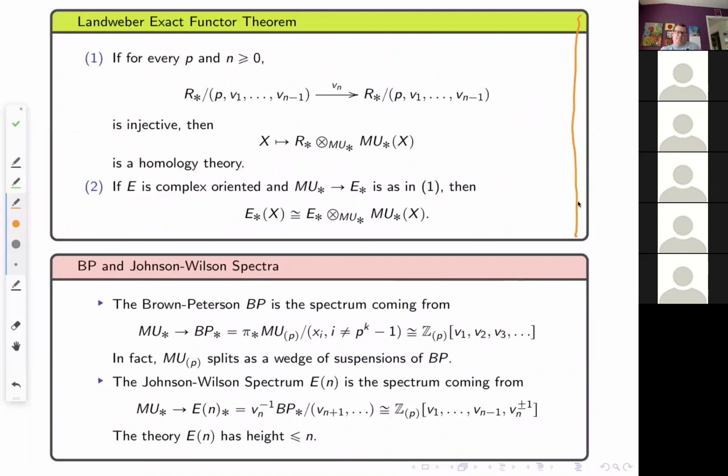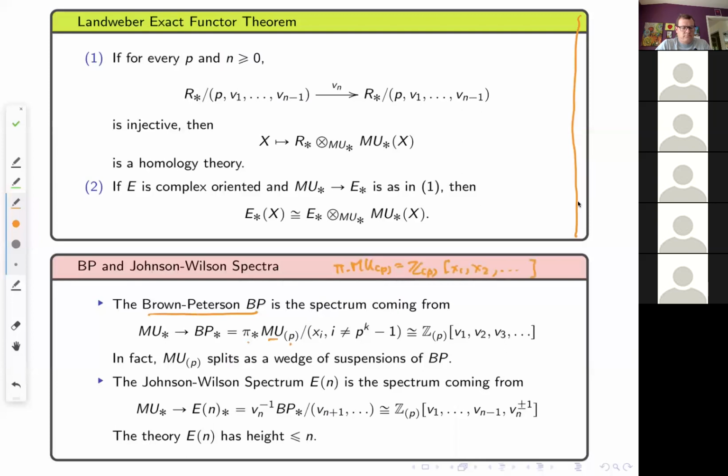Here are some examples. One of the most important examples is the Brown-Peterson spectrum, BP. So what am I going to do? I take MU, I localize it at P, and I take pi star. That's just localizing its homotopy groups. So pi star MU_(P) is Z_(P) adjoin the xi's.